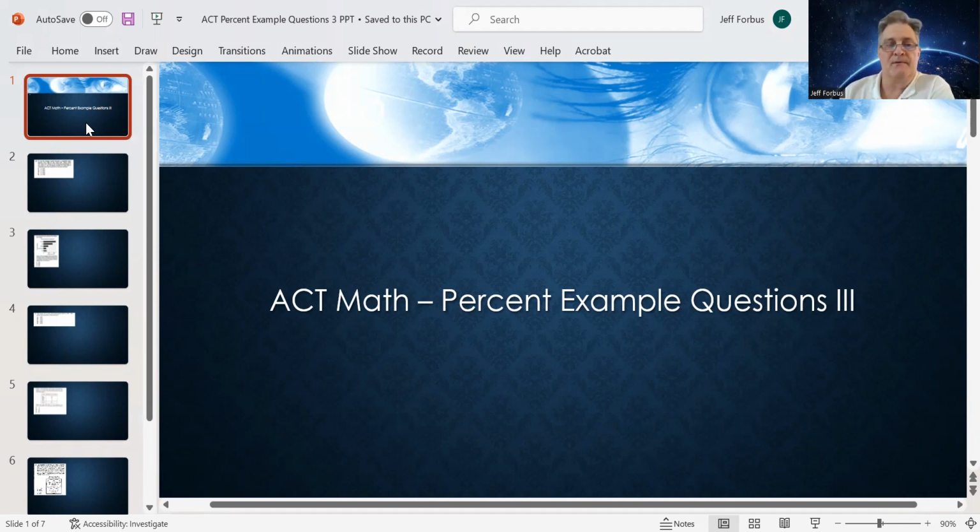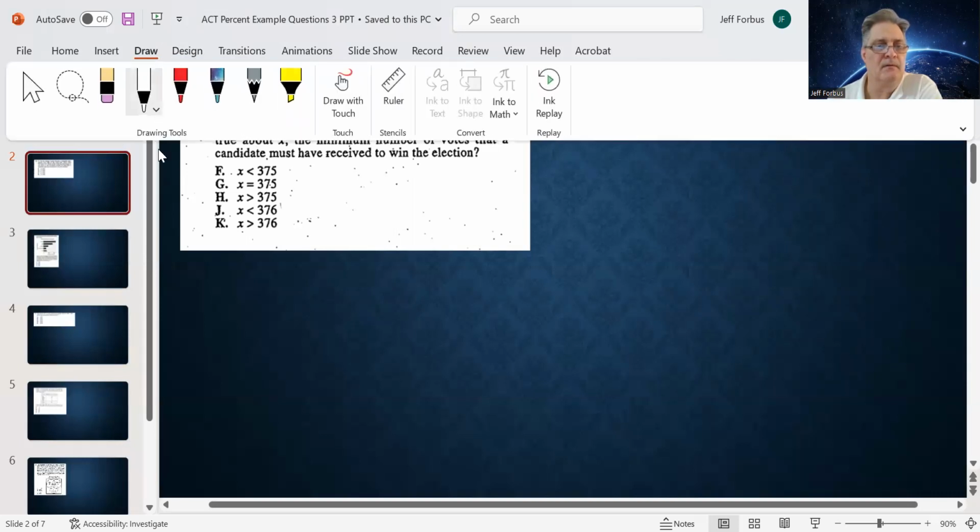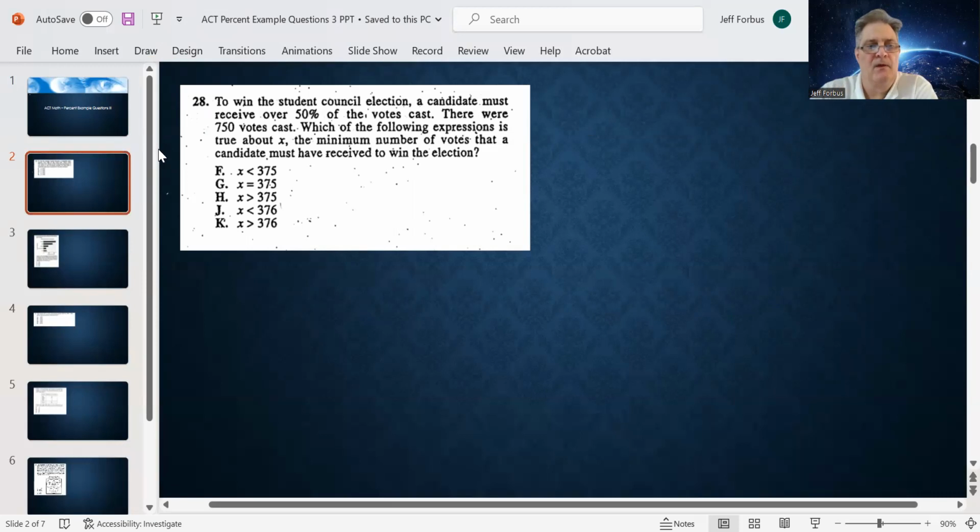Let's get moving to the first question. Let me get my pen set up. To win the student council election, a candidate must receive over 50% of the votes cast. There were 750 votes cast.